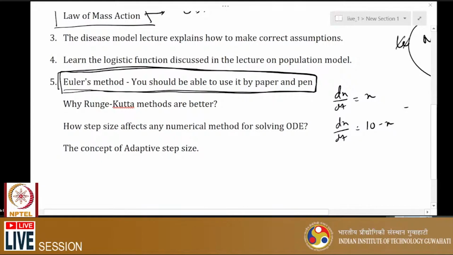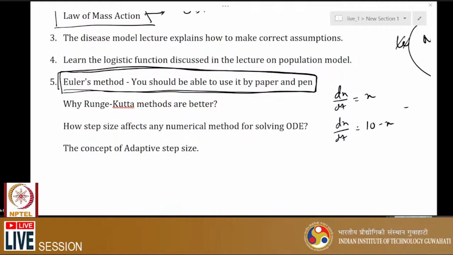We have already uploaded one Excel sheet where you can use Excel formulas to solve using Euler method. Practice that also. But what I want is that you should be able to use this Euler method by paper and pen yourself, and it is not difficult. It is school level algebra and arithmetic essentially, and anybody can do it. Once you learn it, then you will realize the strength of it.